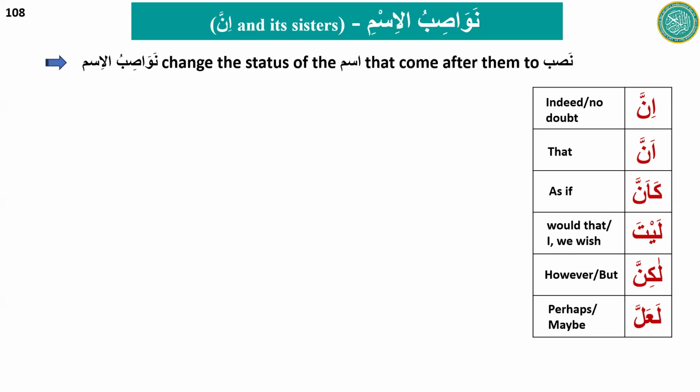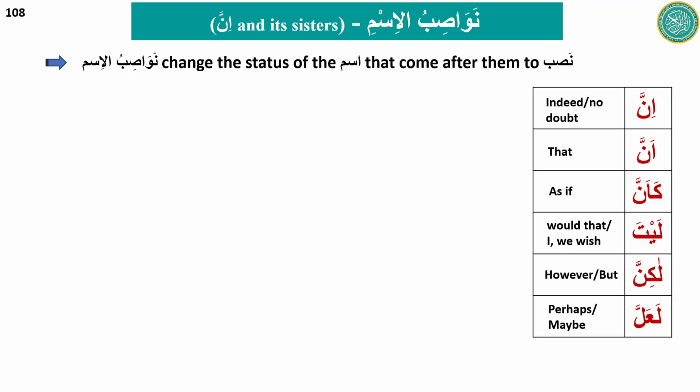So, what do they do? As I said, when they show up before an ism, they change the status of that ism to nasab. Nawasib is a plural word, a broken plural. The singular will be nasib. Inna is a nasib, anna is a nasib, ka'anna is a nasib, and similarly the other three. Collectively, they are nawasib.